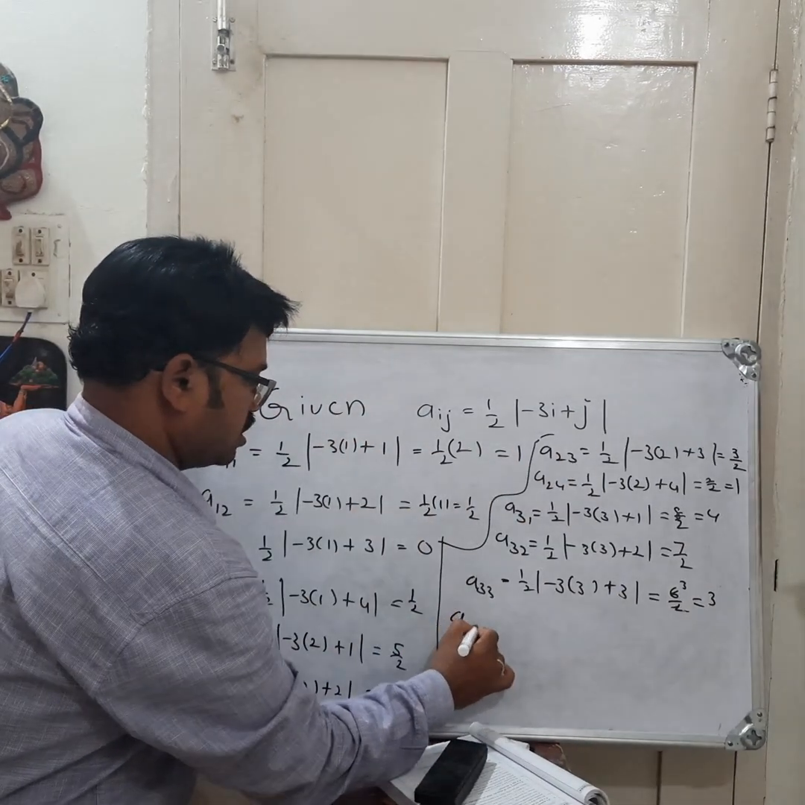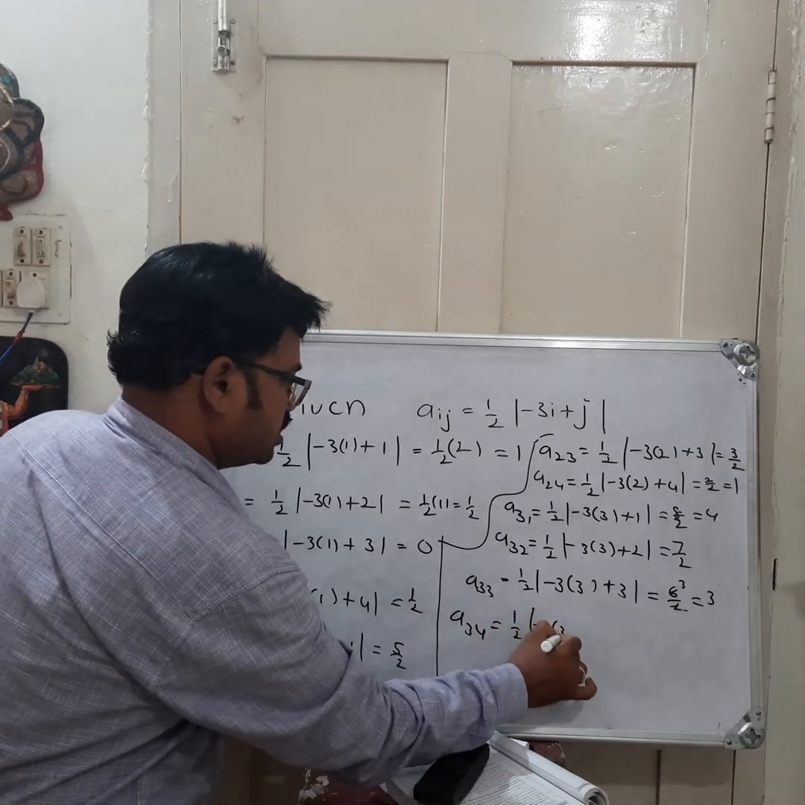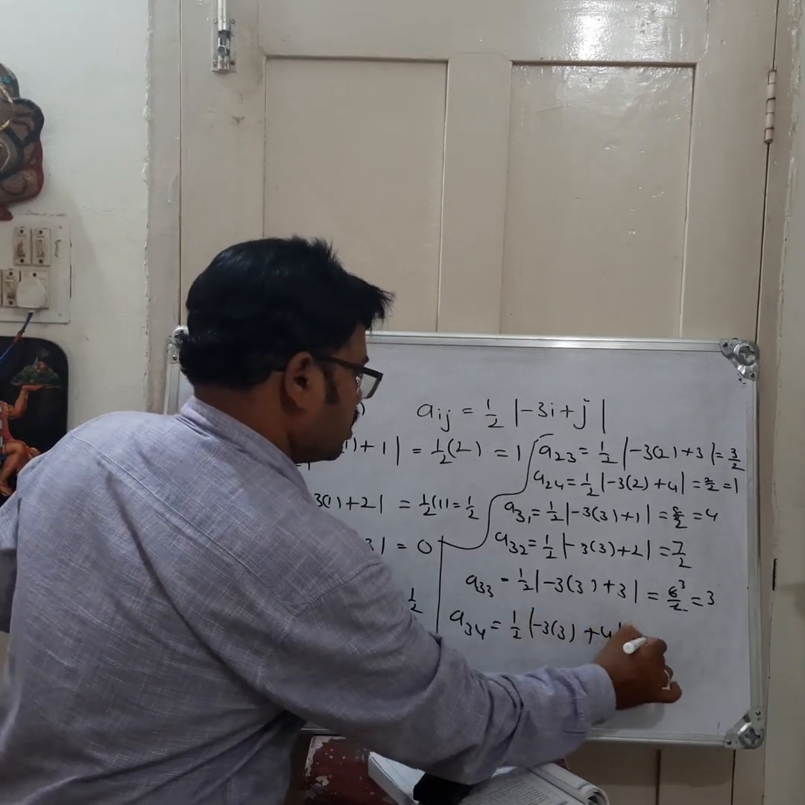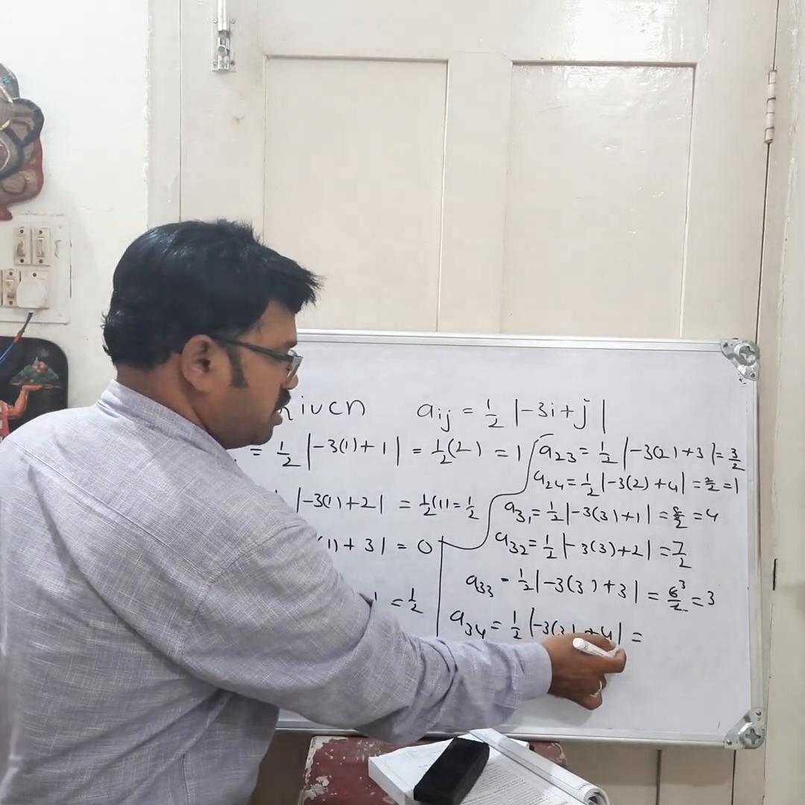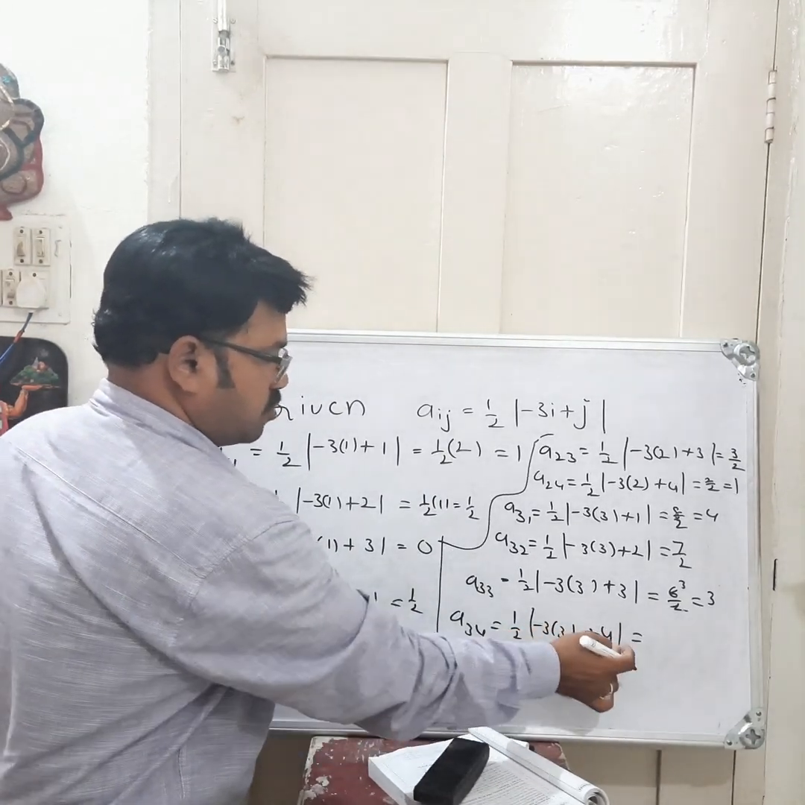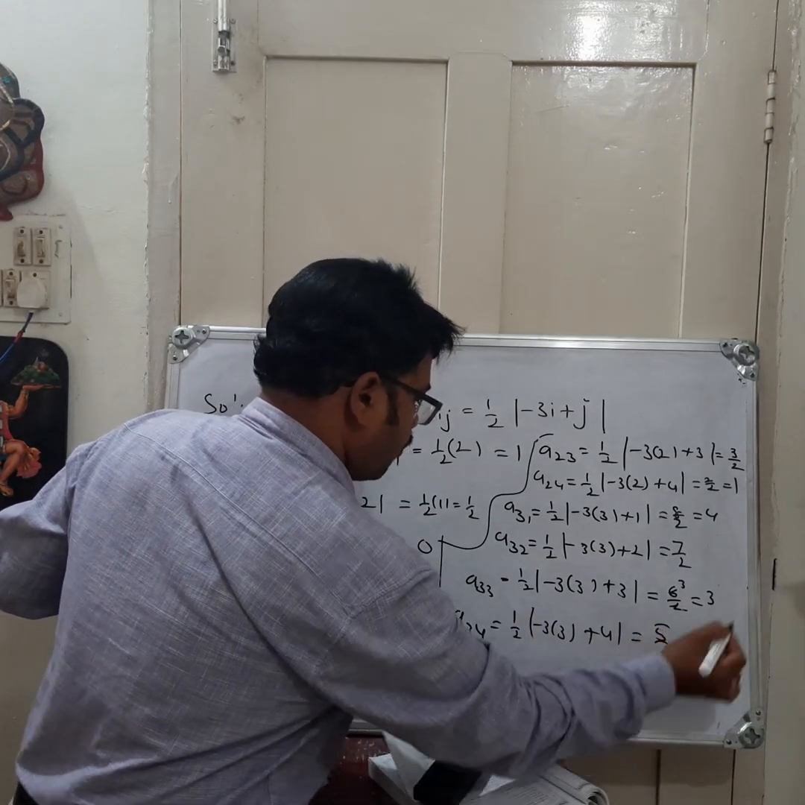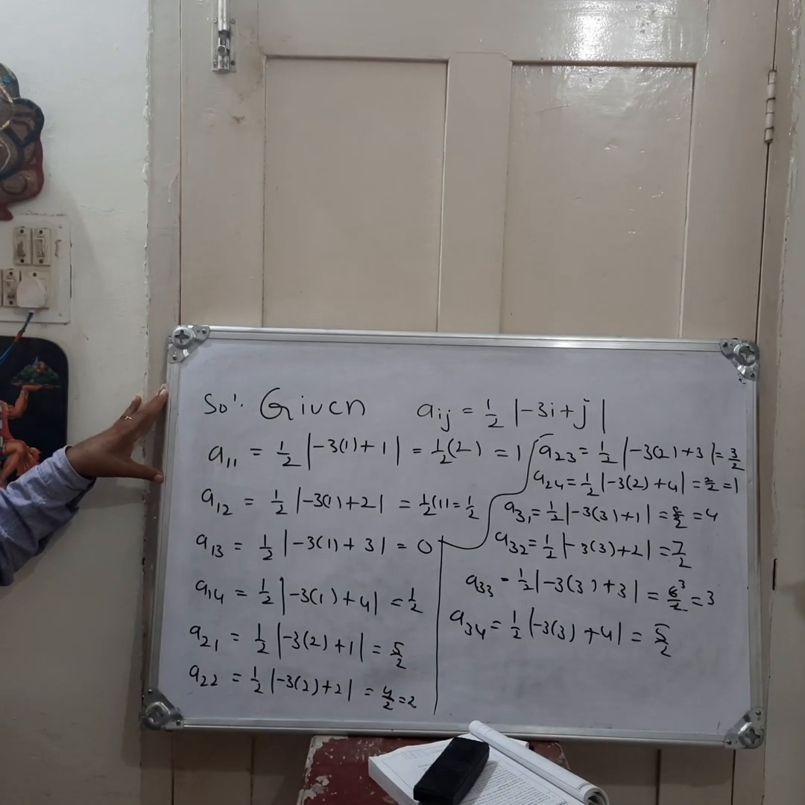Next A34. So the value is minus 3 into 3 plus j value is 4. Here minus 9 plus 4. Minus 9 plus 4 value is minus 5, and due to this modulus minus 5 becomes plus 5. 5 into 1 by 2 is 5 by 2. So these are the required elements in the 3 by 4 matrix.